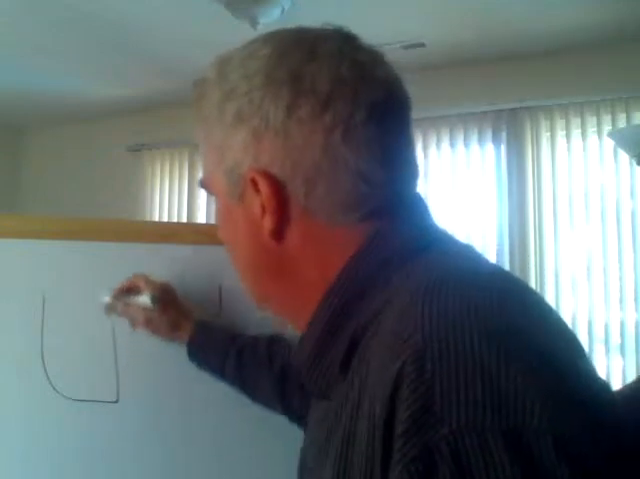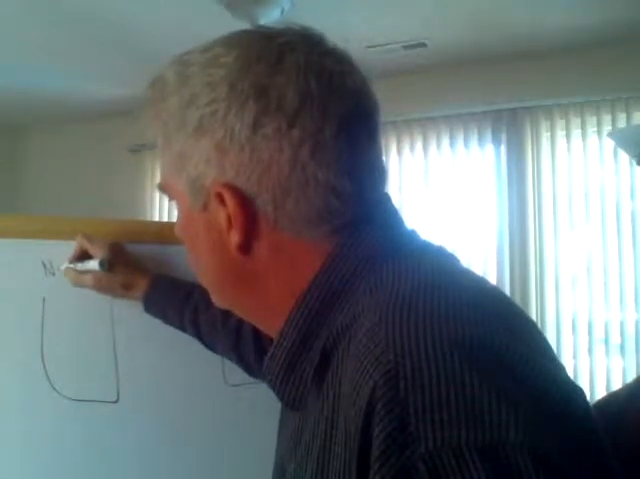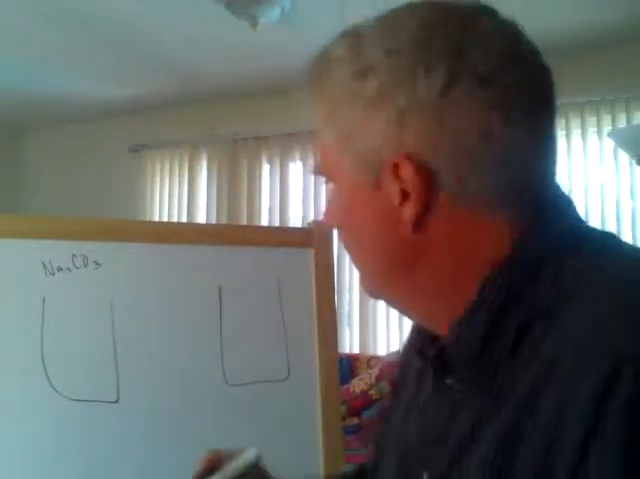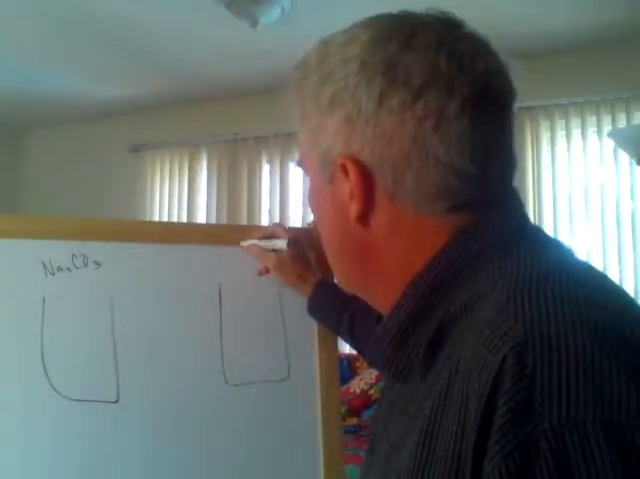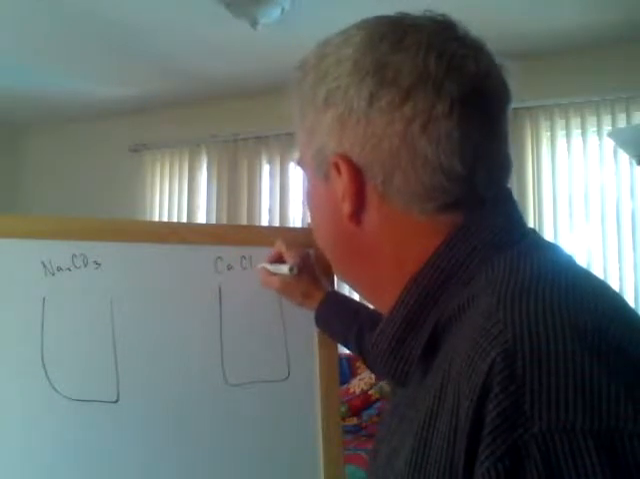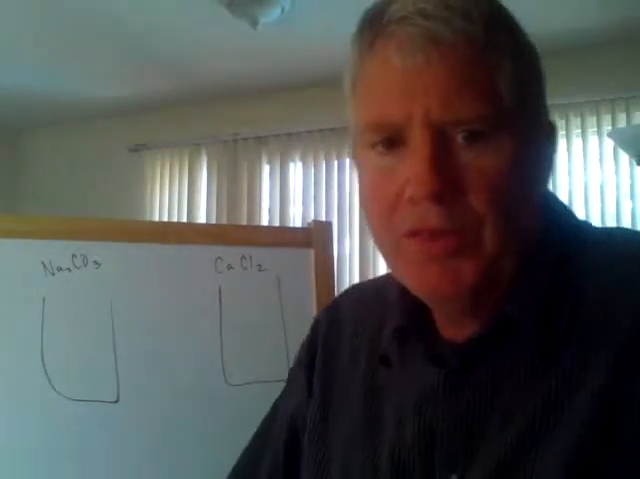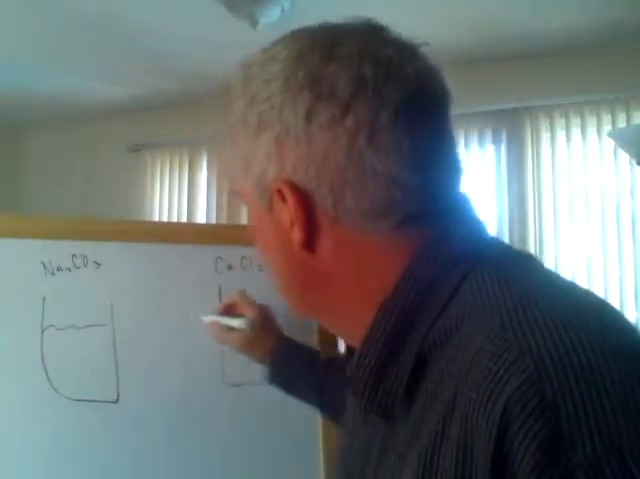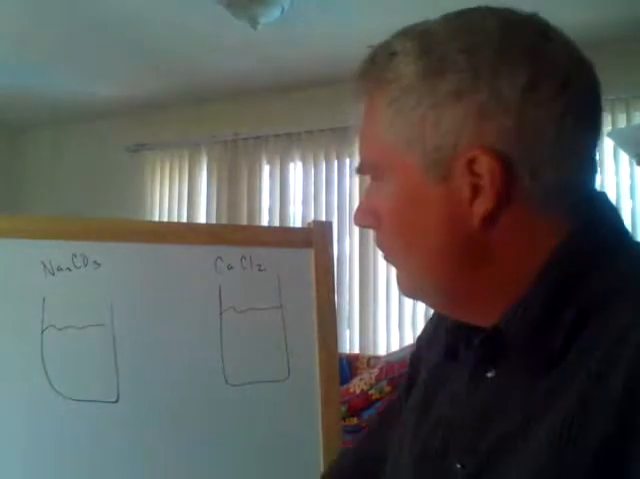And in this one, what I have for a chemical is sodium carbonate. I think we actually used this in one of the labs. And in this beaker, I have calcium chloride. Okay. Both of these, we put in a little beaker that has some water in it.